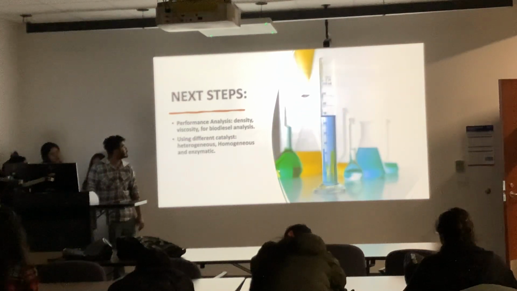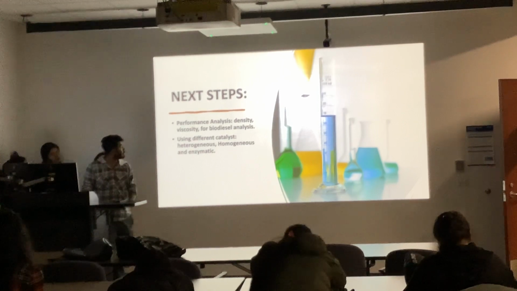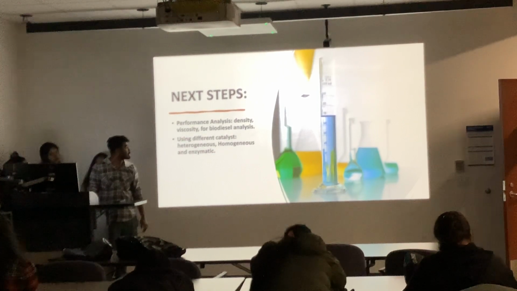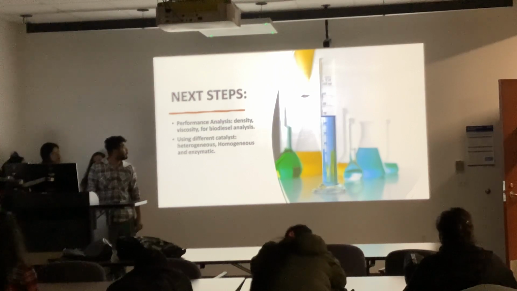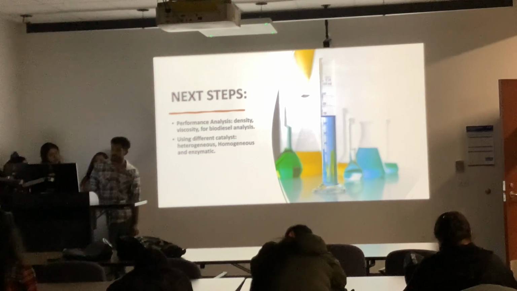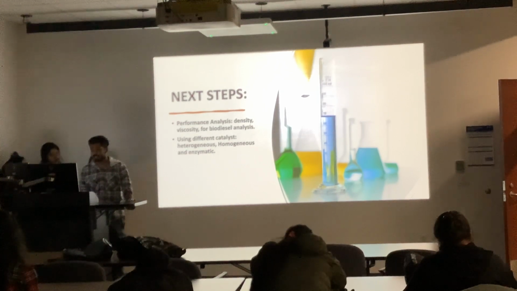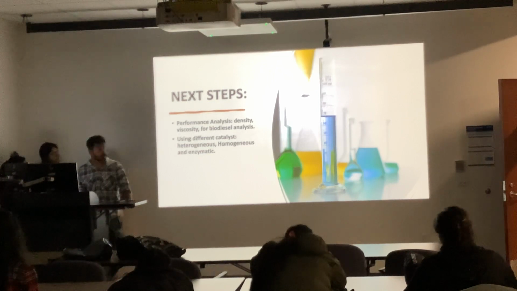Then the next steps in the future. First of all, we need to do the performance analysis of the biodiesel that we got by these 3 methods. For that, first we have to measure the density and viscosity of the biodiesel. Then we need to find out the heat energy produced by the combustion of that biodiesel. Then the cetane number. By these techniques, we can find the performance of the biodiesel. Then we have to use different kinds of catalysts, like heterogeneous, homogeneous, and enzymatic catalysts, and we can figure out which catalyst is better for the synthesis of biodiesel.